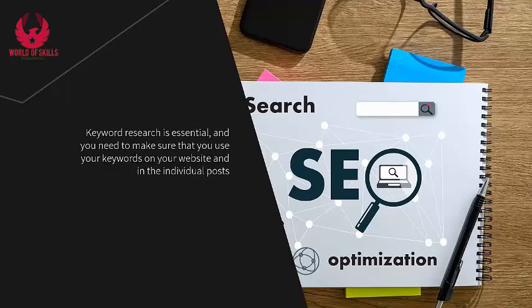Online keyword research is critical, and you need to make sure that you use your keywords in your website and within the individual posts. This is called on-site or on-page optimization. Pay careful attention to the titles of your posts to make sure that they are keyword rich. Use the header tags in WordPress and add keywords in a number of these.